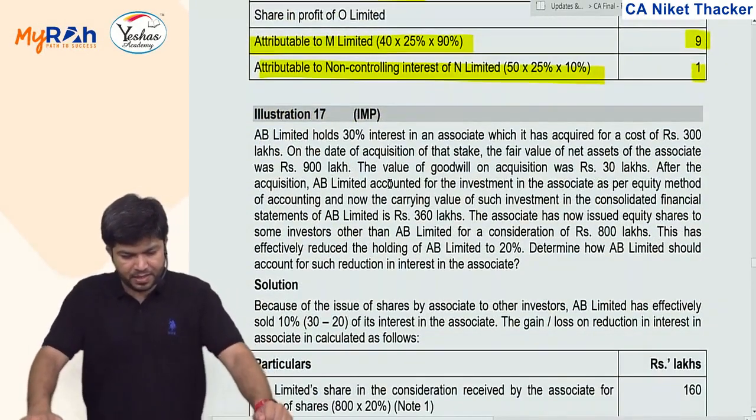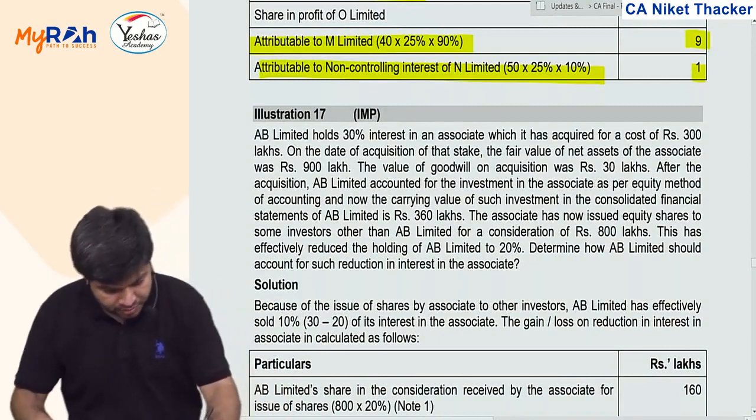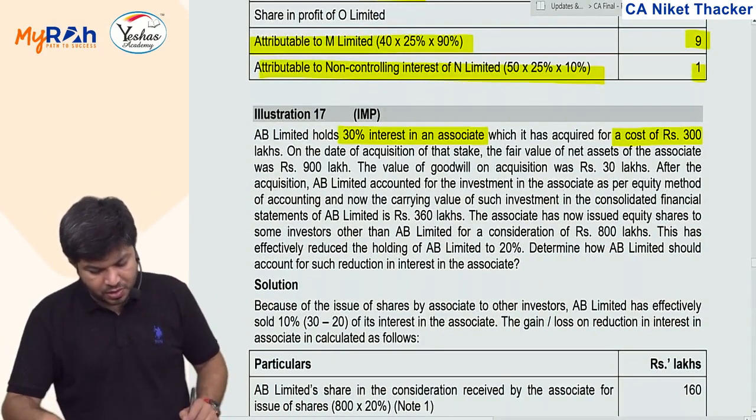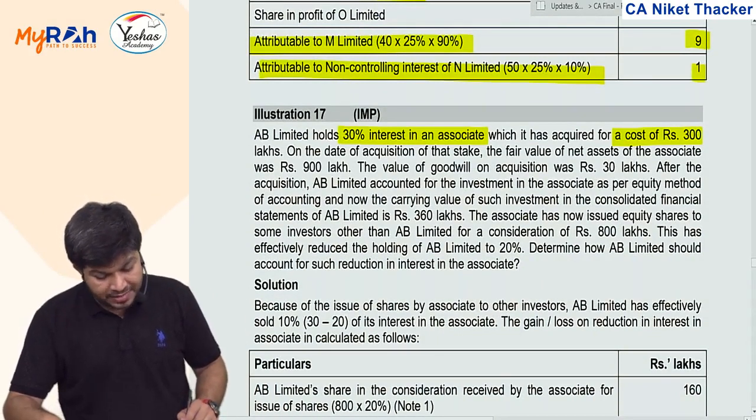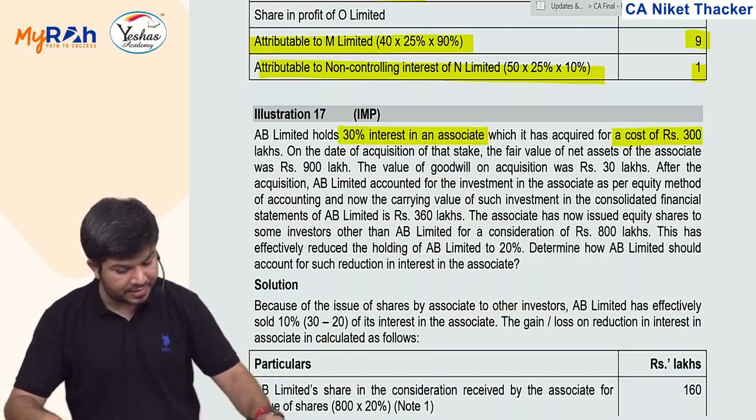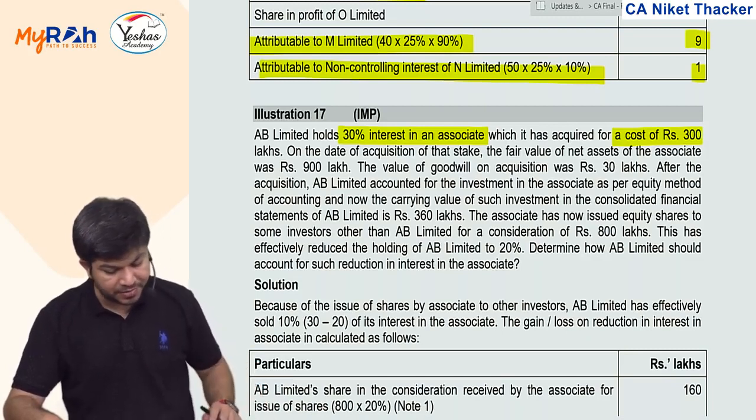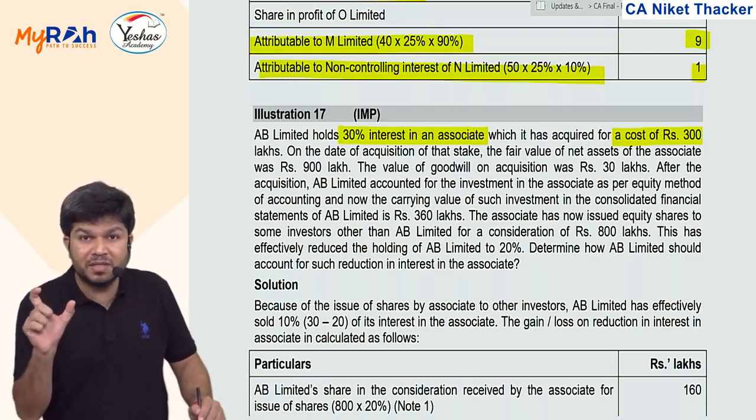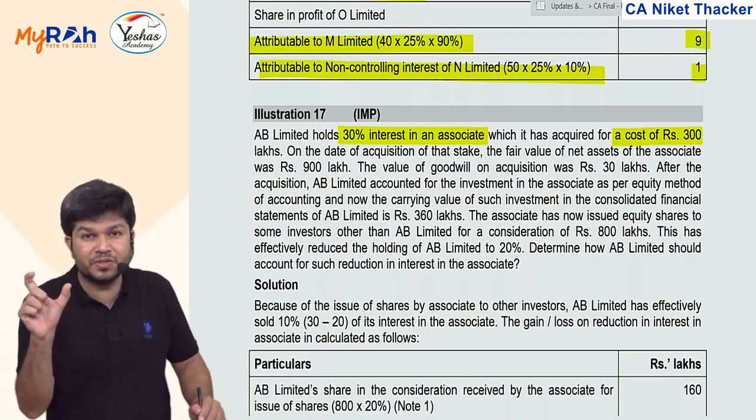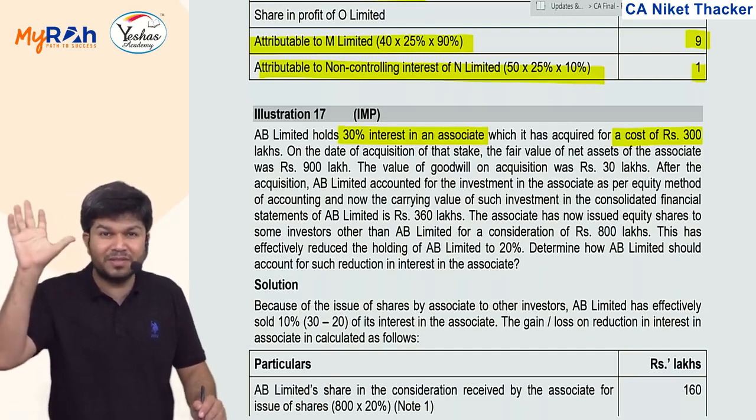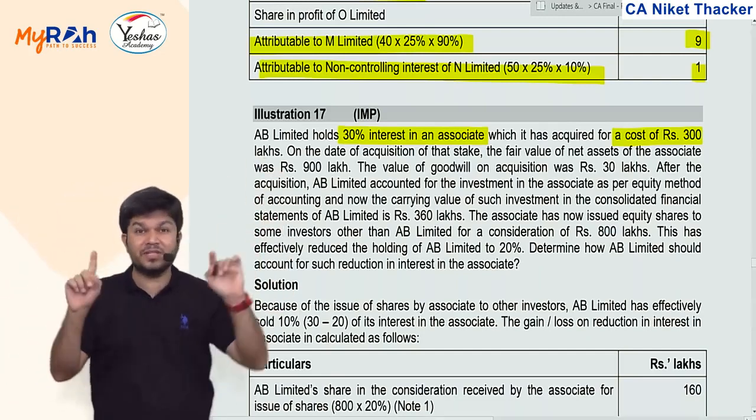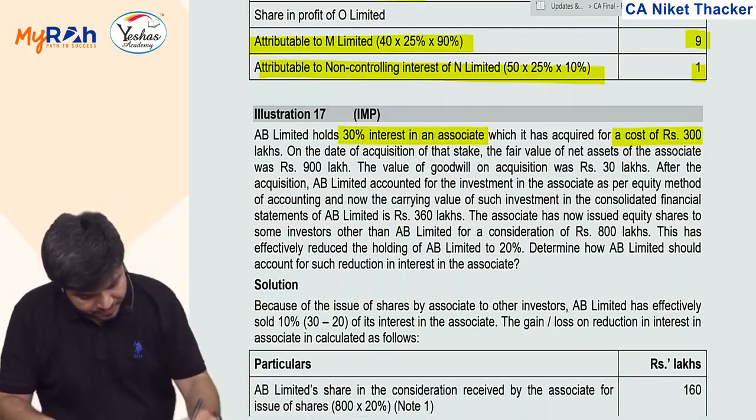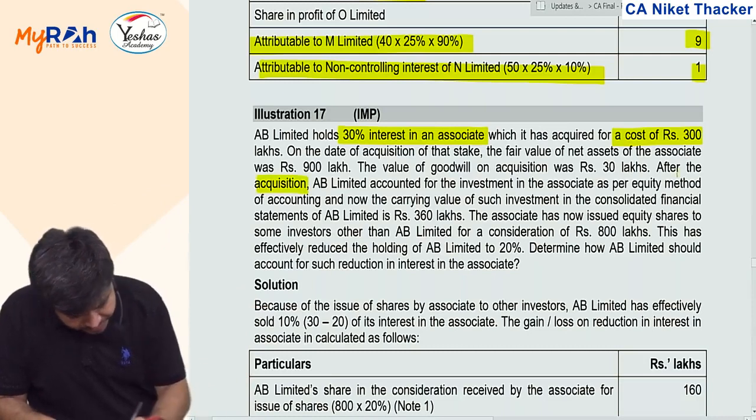Question 17. You hold 30% in an associate. Cost is 300 lakh. On that day, their net asset was 900, and 30% of 900 is 270. Goodwill came to 30. Under the equity method, goodwill is just for disclosure; remember, in the equity method goodwill doesn't appear as goodwill, it's just for disclosure in brackets.